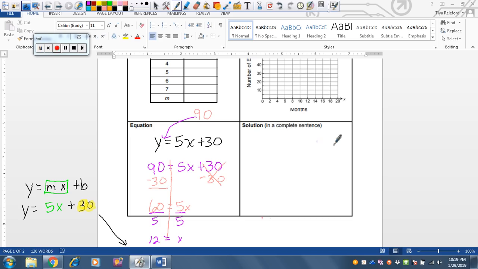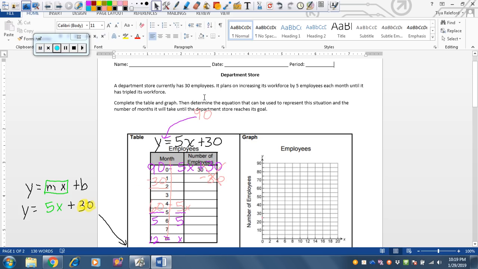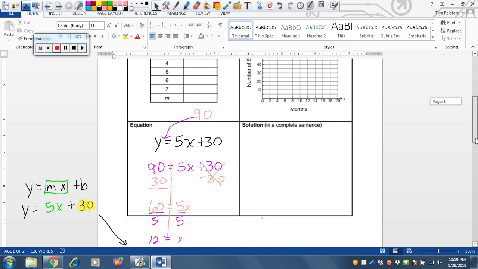So in a complete sentence, let me reread the question. The question says, it plans on increasing its workforce by 5 employees each month until it has tripled its workforce. Complete the table in the graph, then determine the equation that can be used to represent the situation and the number of months it will take until the department store reaches its goal. Its goal was 90.